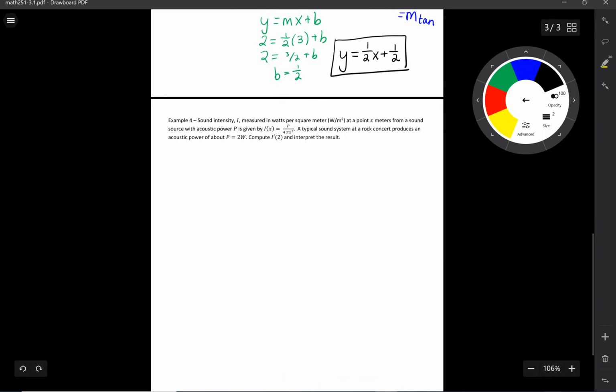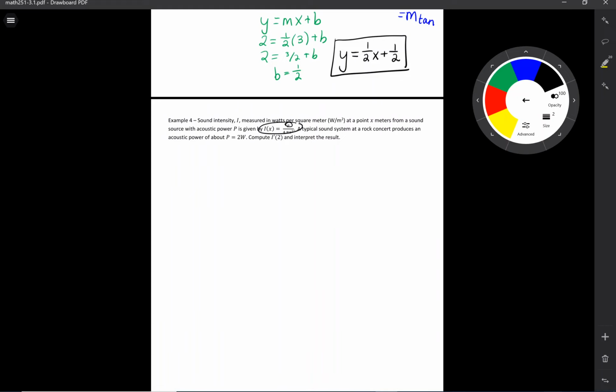This is a word problem. So we have sound intensity I, measured in watts per square meter at a point x meters from a sound source with acoustic power P, given by this equation here. A typical sound system at a rock concert produces an acoustic power of about P equals 2 W, 2 watts. Compute I prime of 2 and interpret the result. So there's a lot of variables here, but we want to find I prime of 2 when this P here equals 2.